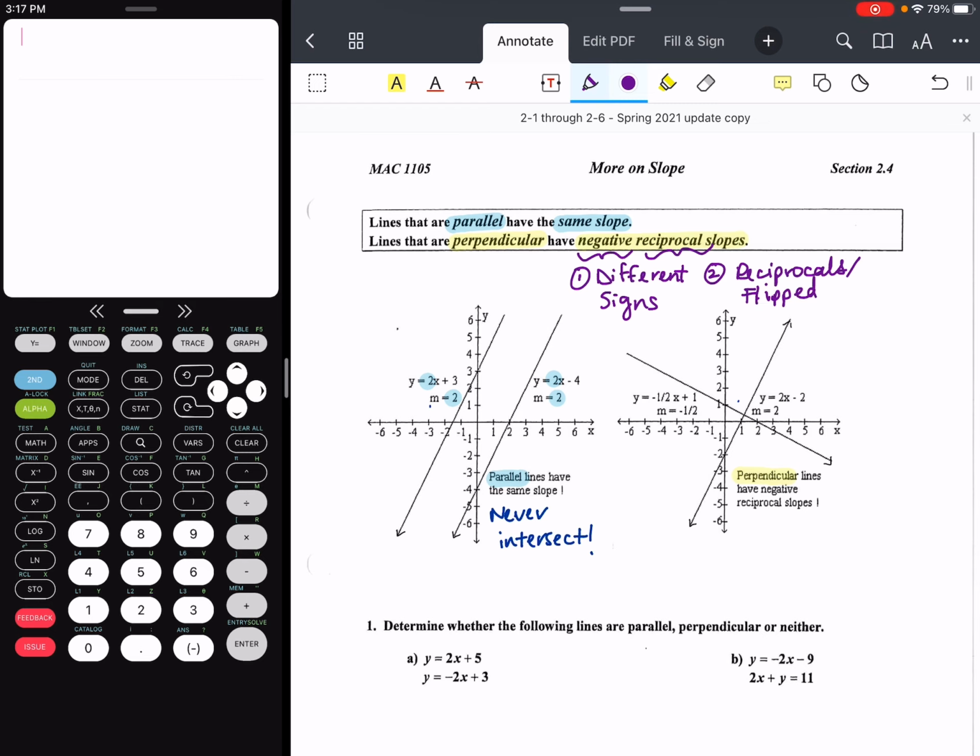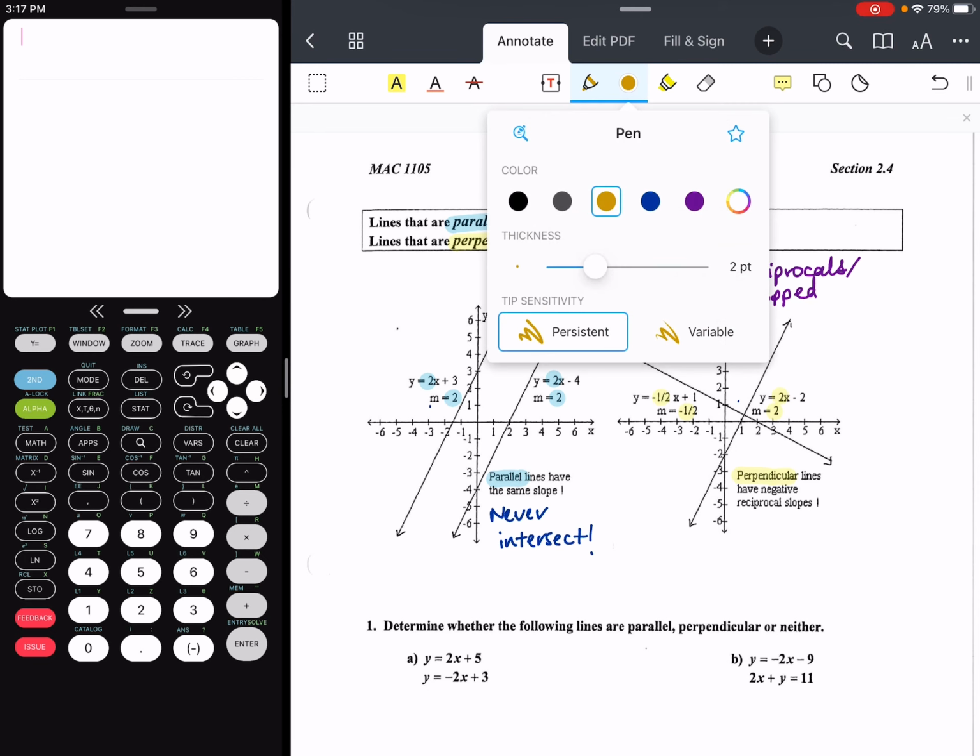So looking down here at our right-hand example, I have y equals -1/2 x, so the slope is -1/2. Then I have y equals 2x minus 2, so the slope is +2. So doing our check, -1/2 versus 2, I do have two different signs, negative versus positive, and I do have reciprocals. 1/2 flipped over will be 2, the reciprocal of that would be 1/2. So I meet both requirements, so I know that I have perpendicular lines.